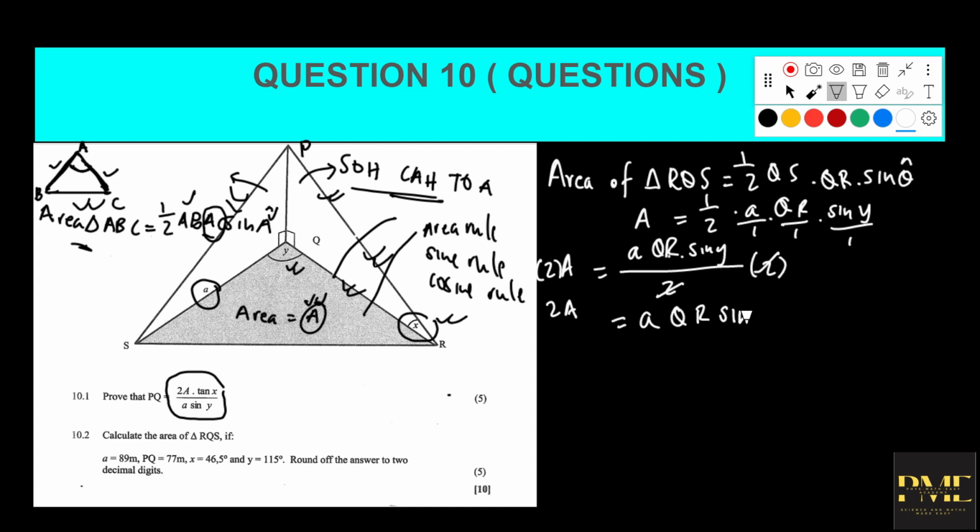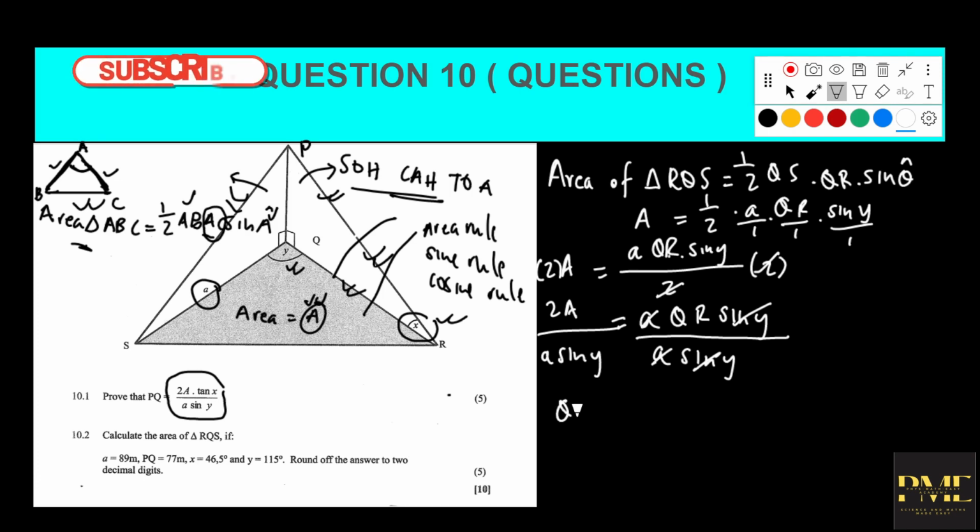QR sin Y. Then we want to make QR the subject of the formula. So in other words, because there is a multiplication sign here, we can easily divide by A sin Y on both sides to get rid of them. So A and A will go, and sin Y will go, so QR is equal to 2A over A sin Y.